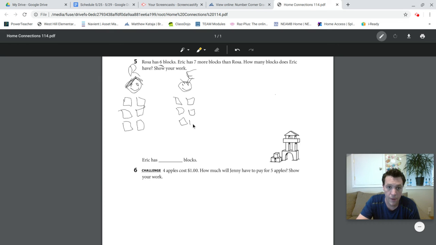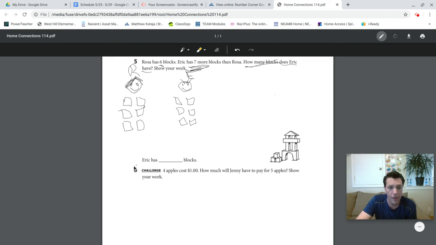So now I have Eric with the same amount of blocks as Rosa. Do you agree? They each have 6. Eric actually has more than 6, though. He has how many more than 6? 7 more than 6. So how you would solve this is you would go ahead and draw 7 more blocks and then count how many Eric has, and then you would get your answer because remember, it's asking you how many blocks does Eric have? So that's what the question's asking. This is how you can draw a picture to show your work, and then you have to draw the 7 more. I'm not going to do it. I'll let you try it out and see if you can solve it.